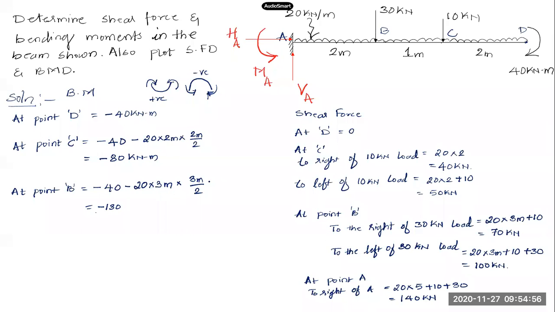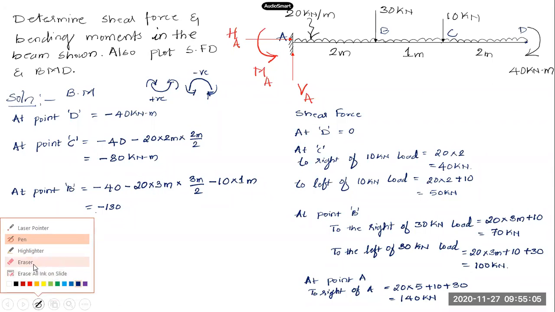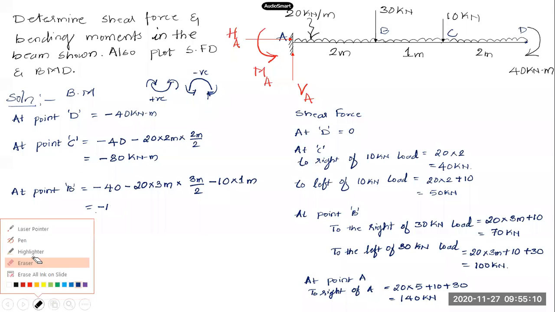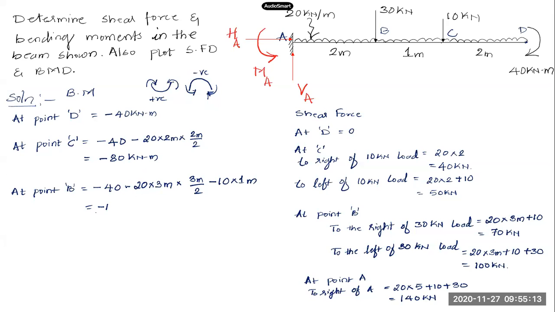One more: now I have this 10 kilonewton load, minus 10 into what distance? 1 meter distance. So this will be the total load moment about point B. How much will it be? Minus 40, minus 90, minus 130, and this 10, minus 140 kilonewton meter. This is the bending moment at point B.